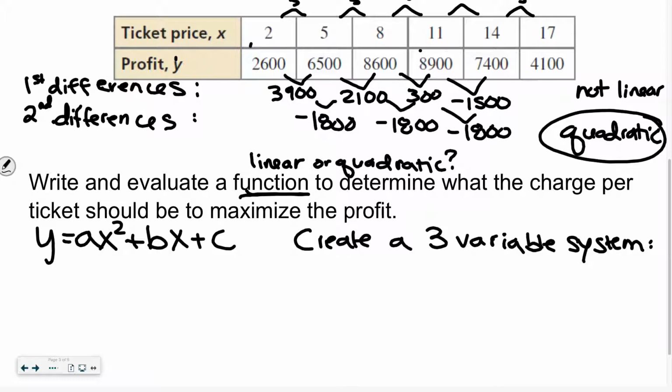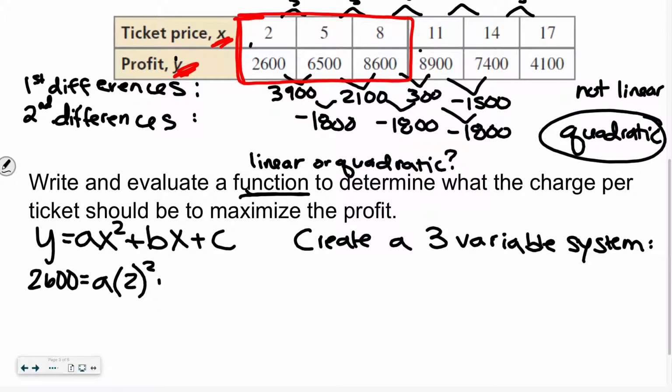I usually pick the first 3 because that means they generally have some smaller numbers. But it wouldn't matter. So I'm going to take the first 3 points. Pay attention, my x's and my y's. And I'm going to plug them in. So 2600 is equal to a times 2 squared plus b times 2 plus c.